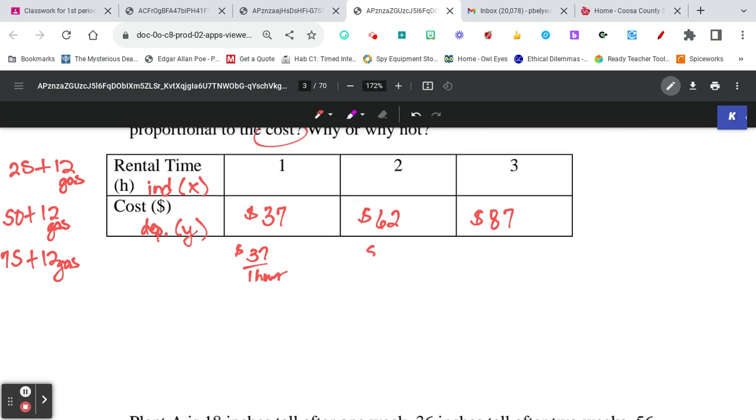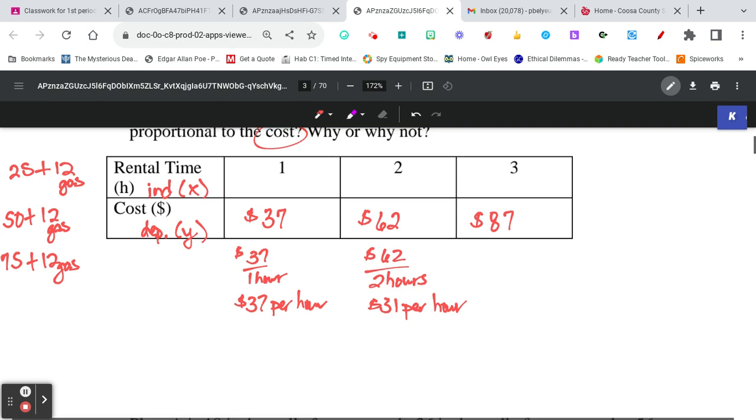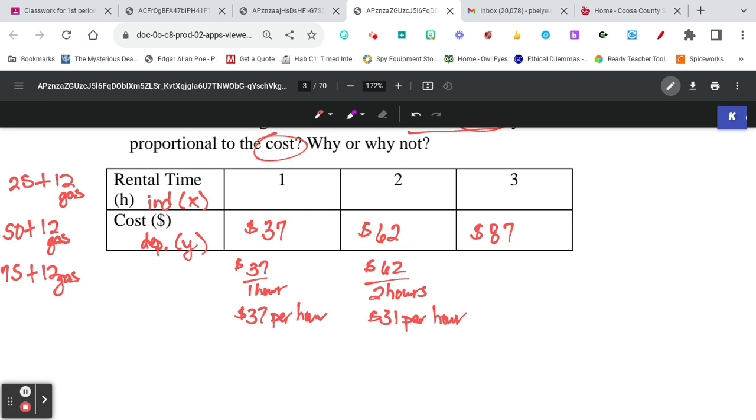All right, and then next, let's take his $62 and divide it by, what is he paying per hour there? This one was 37 per hour, and this is 31 per. That's definitely not proportional. His cost is not remaining the same each what? Yeah, each hour. So I'm not even going to check the third one, guys. That's a waste of pencil lead and time. So let's put that it's not proportional. His cost per hour changed.